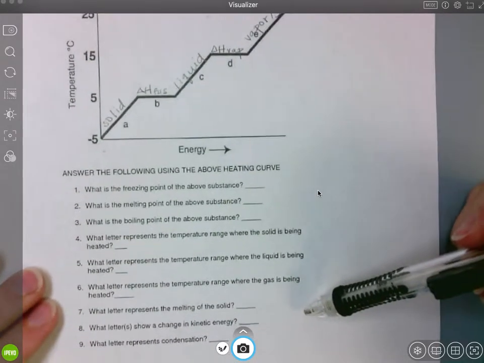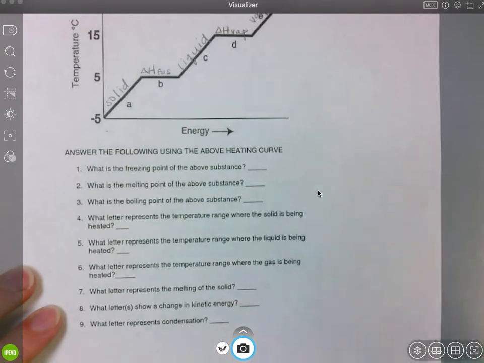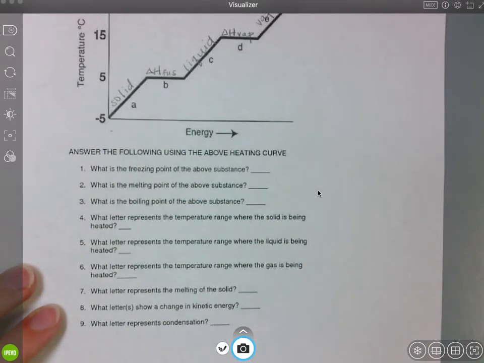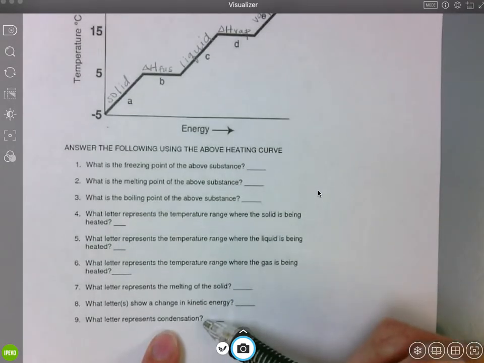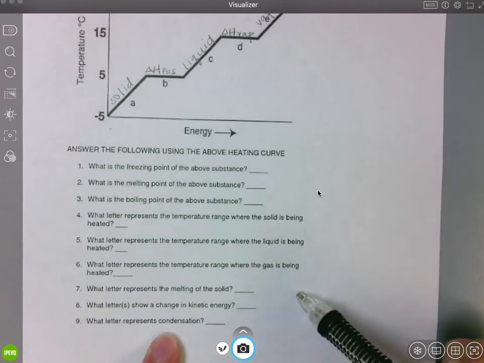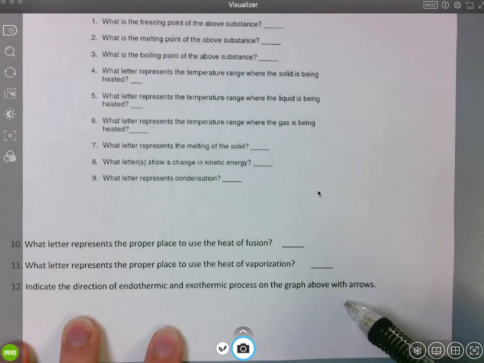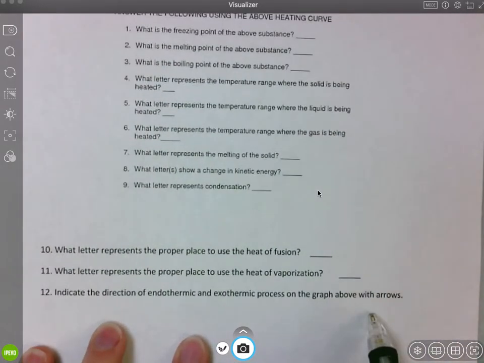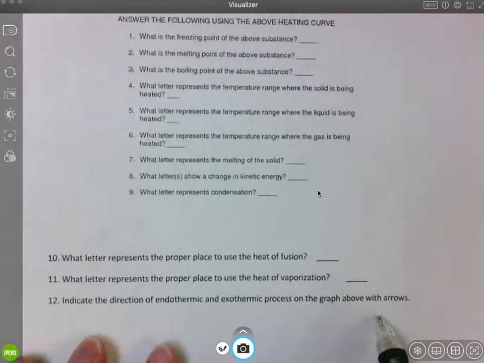Let's see, what else do we need? Kinetic energy, we can think about it like temperature. Our change in temperature is where we can talk about kinetic energy. Condensation, again, is going from a gas to a liquid. And then number 12 is very similar to example number 20 that we did in the chapter handout. So look at our notes there and see if you can use that to answer the worksheet.